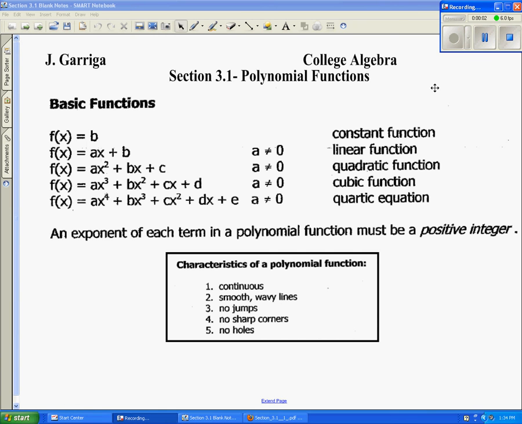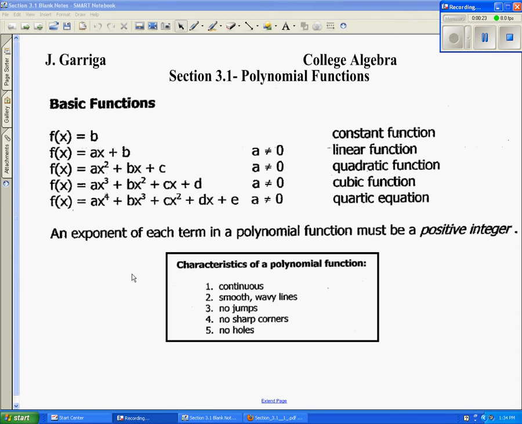Section 3.1 is polynomial functions. First of all, just some basic functions. F of x is the same thing as y equals, so y equals some number is a constant. This is linear, quadratic, cubic, and quartic. Most of the time we're working with quadratic and linear, so that's just them listed.